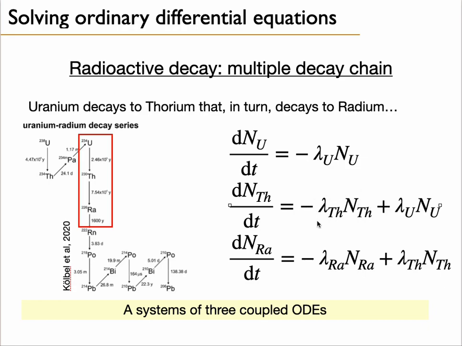That is the decay of thorium to radium. So in the evolution of radium, we also have a positive term, a contribution coming from the decay of this one into this one, and the decay of the radium itself. So we have three coupled equations, one for the evolution of uranium, one for thorium, and one for radium. And they are coupled because the decay of this one produces an amount of this, and the decay of thorium produces an amount of radium.